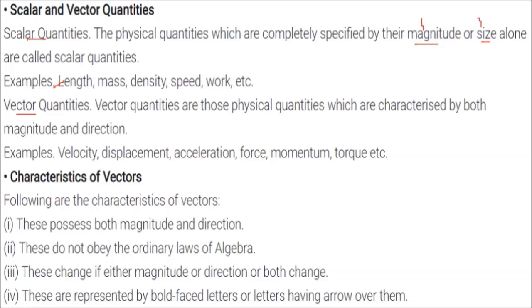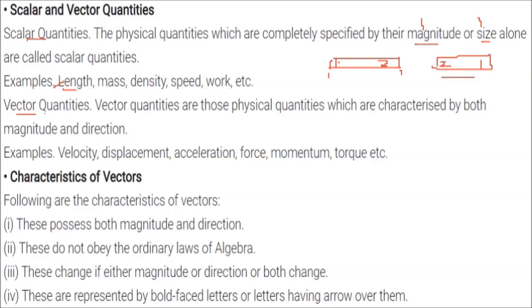For example, length. If you measure, say this is a scale, then the length will be from this point to this point. If I just change the orientation, say this is my 1, this is 2, and if I change the orientation like this, say now this is 2, this is 1, the length will remain the same. So the direction for the scalar quantities doesn't play any role. So length, mass, density, speed and work, these are all scalar quantities.